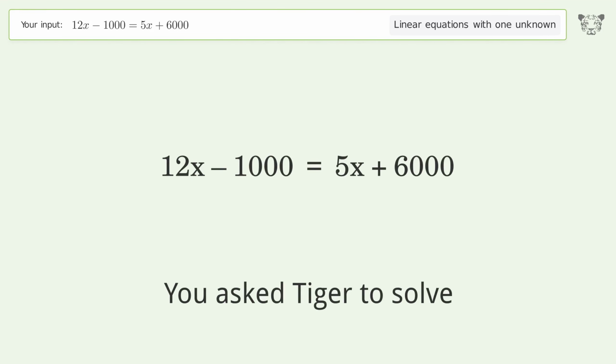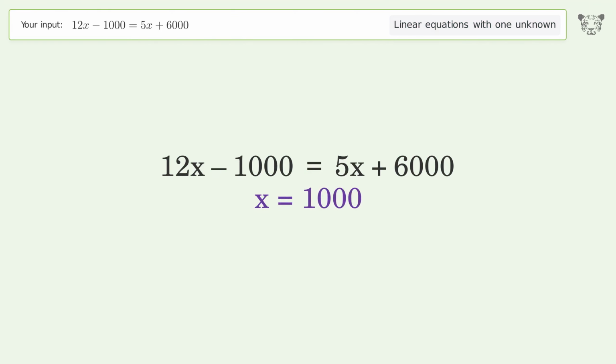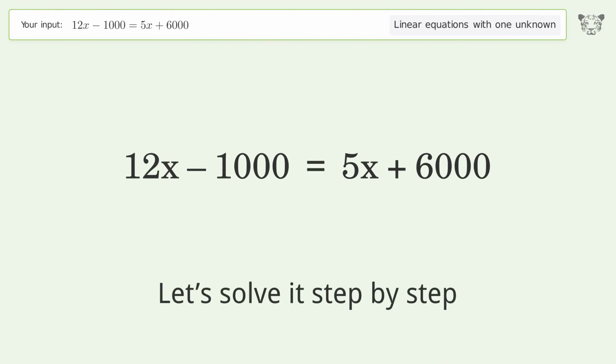You ask Tiger to solve. This deals with linear equations with one unknown. The final result is x equals 1000. Let's solve it step by step.